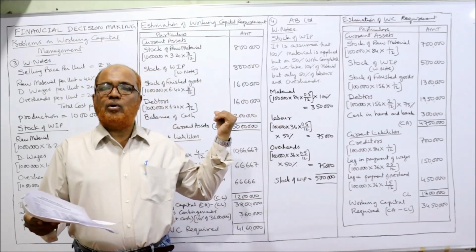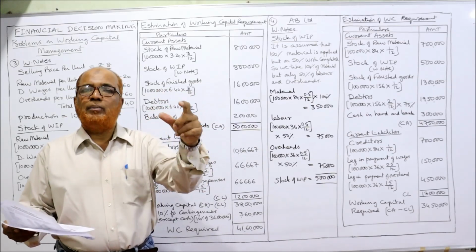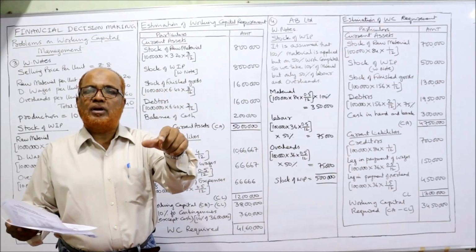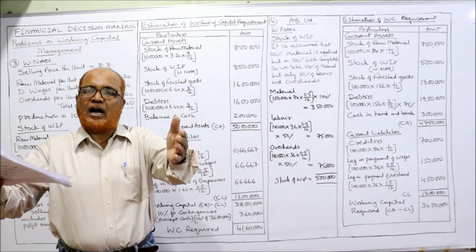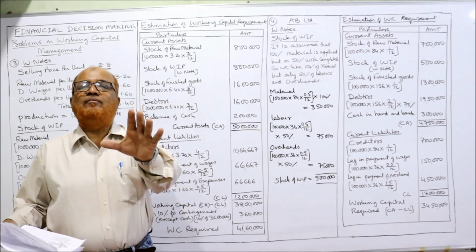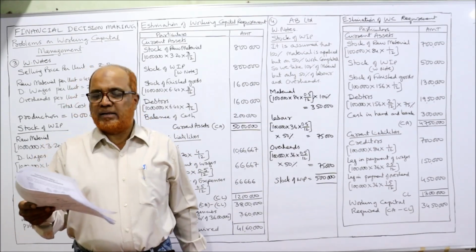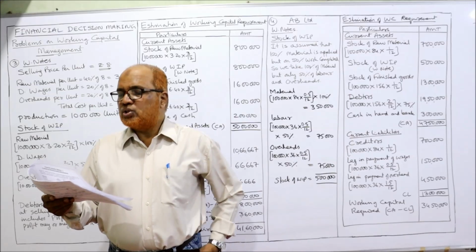So again in the working note we have to write stock of WIP. It is assumed that half of the work is completed. So we take 100% of material, but only 50% of labor and overheads. Then finished goods 1 month.